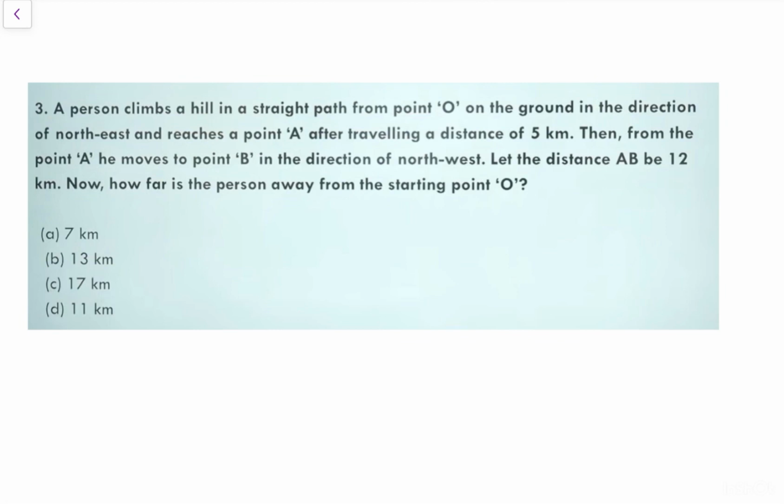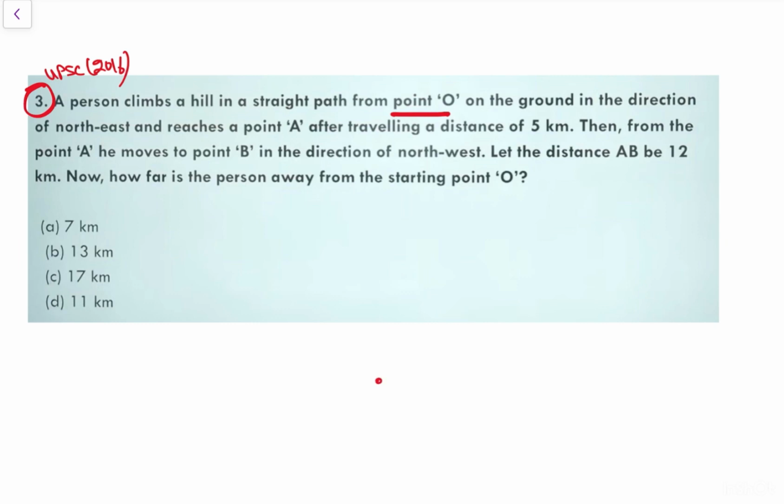So then चलते हैं next question. This is like asked in UPSC CSAT 2016 में. A person climbs a hill in a straight path from point O. See, imagine this is point O on the ground in the direction of northeast. It's like going in a straight path from point O on the ground in a direction of northeast.